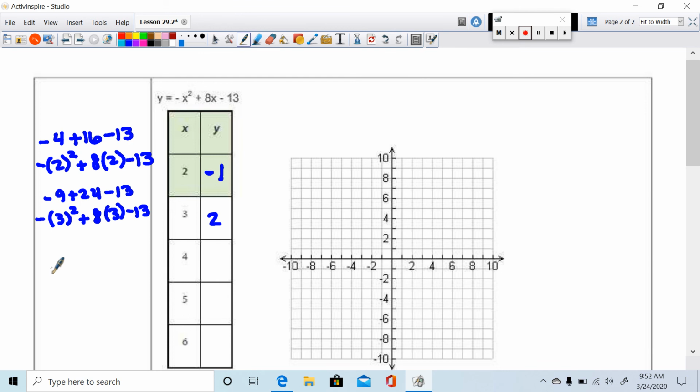Okay, so we've got negative 4 squared plus 8 times 4 minus 13. So that's negative 16 plus 32 minus 13. And that is 3.